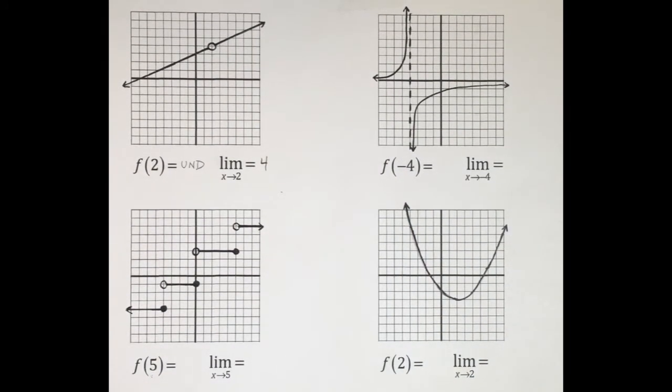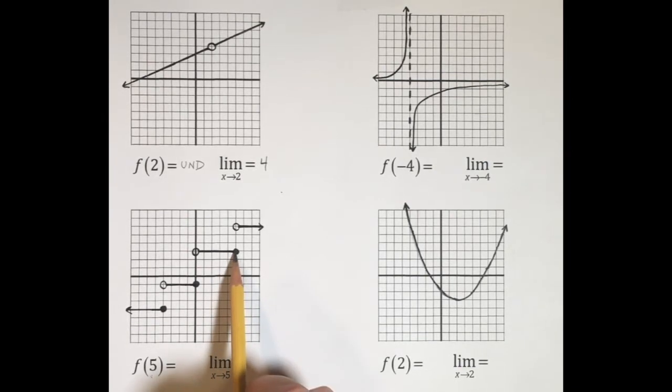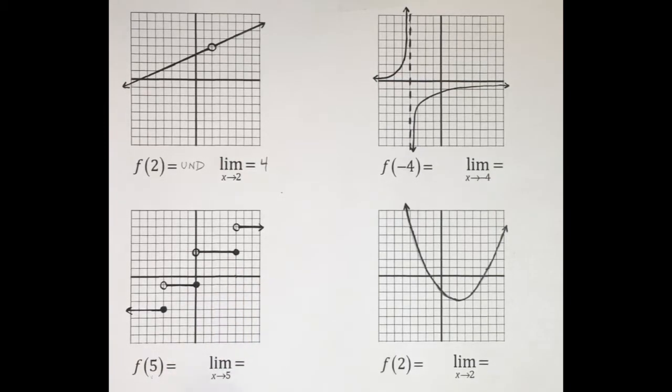4. Let's look at this function and evaluate f of 5. I'll go on the x-axis to 5 and recall that a function can only have one output at a given input. So when my input is 5, the function goes to this point right here. The output is 3. f of 5 is 3.